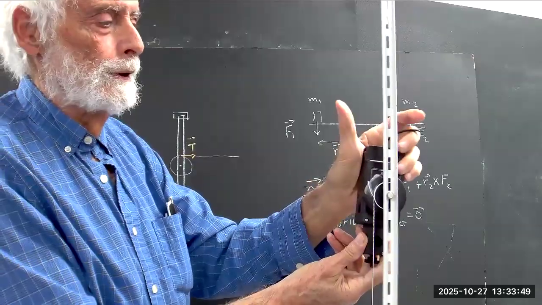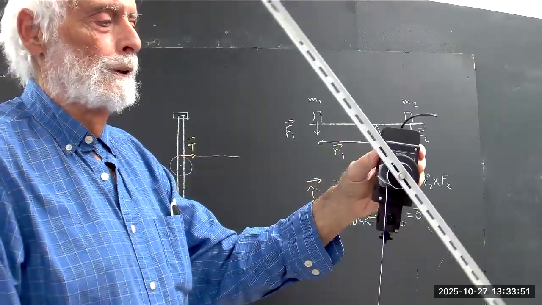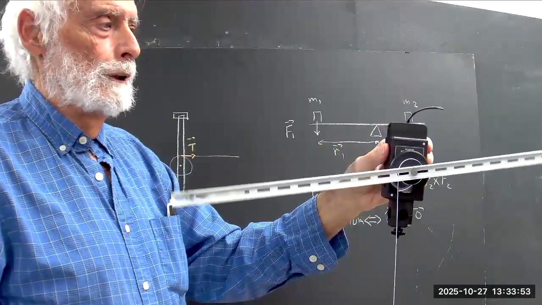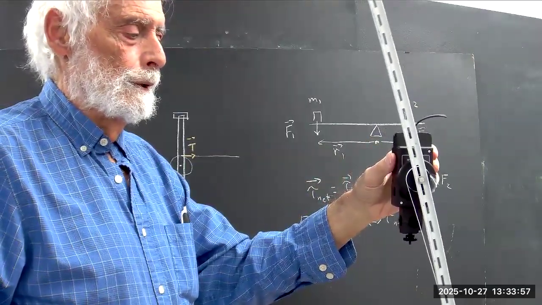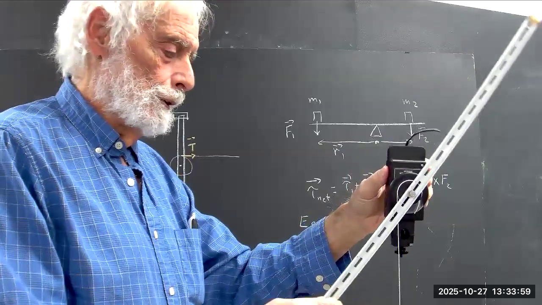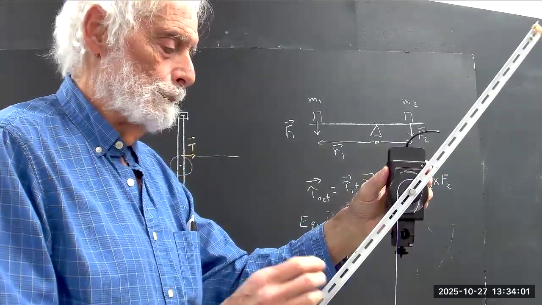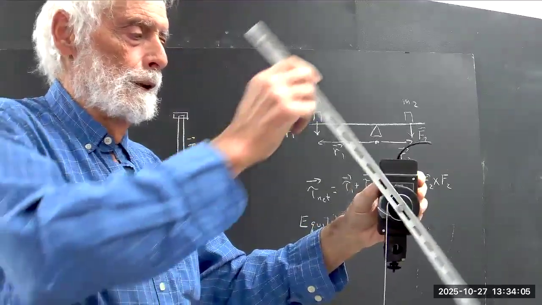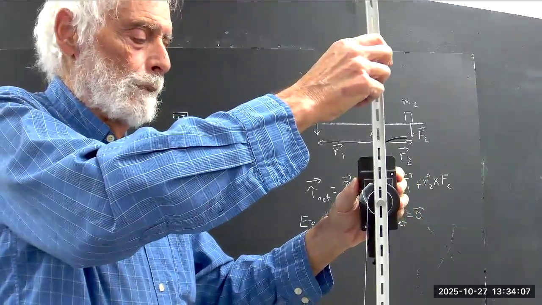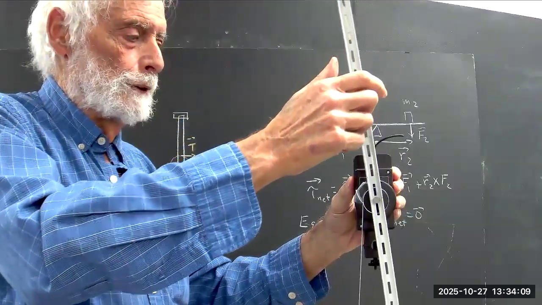What happens is what we expect. We get a rotation and the pulley got caught. Let's try again. See if I can keep the thing from falling itself. Okay, here we go.